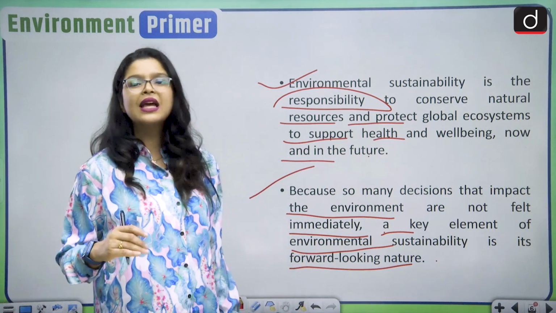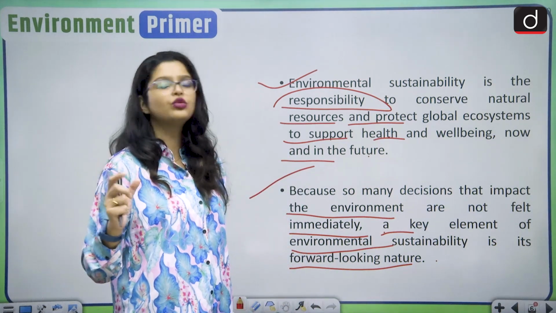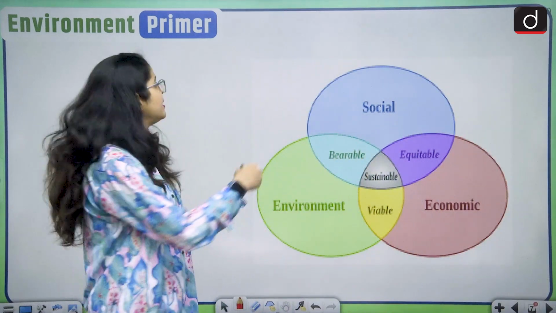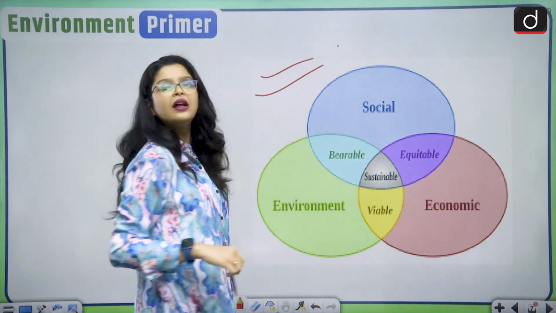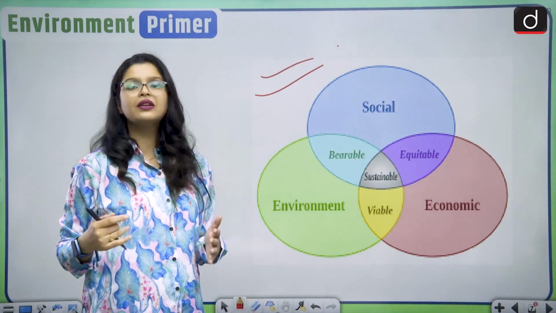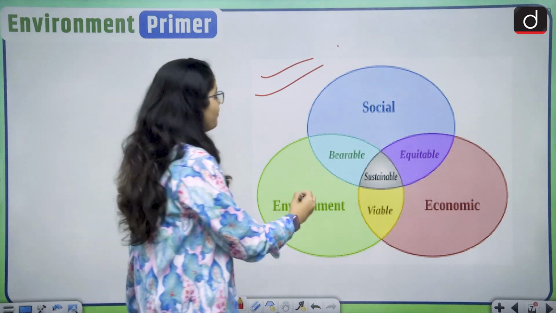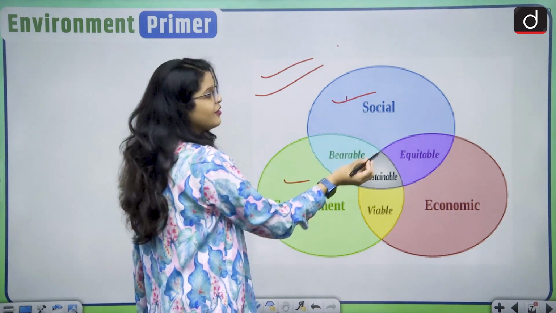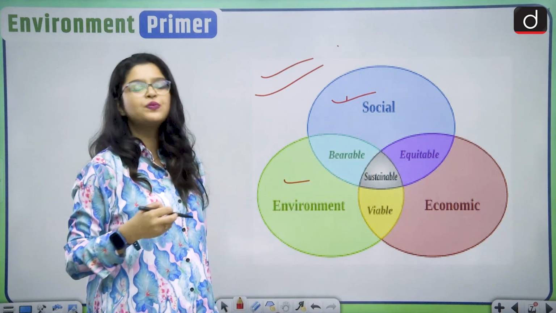Now let us understand the concept of sustainability through a pictorial representation. So this is a pictorial representation of the sustainability that we are trying to achieve. Okay, so environmental factors plus social factors. Okay, this is a Venn diagram and I'm trying to explain this to you.